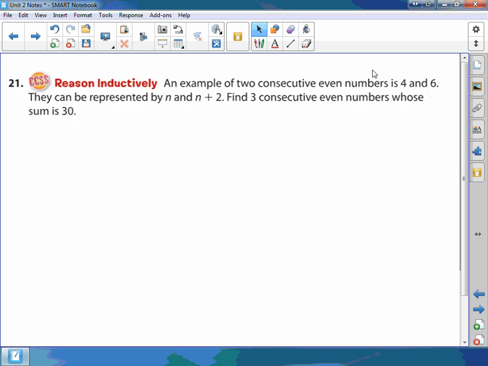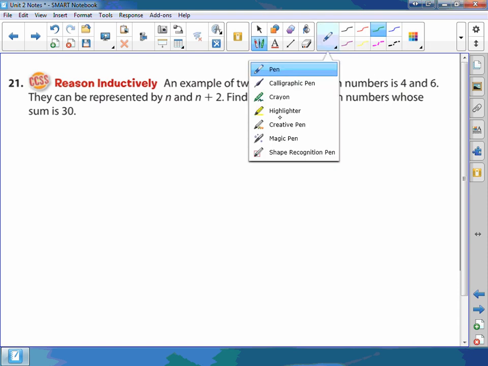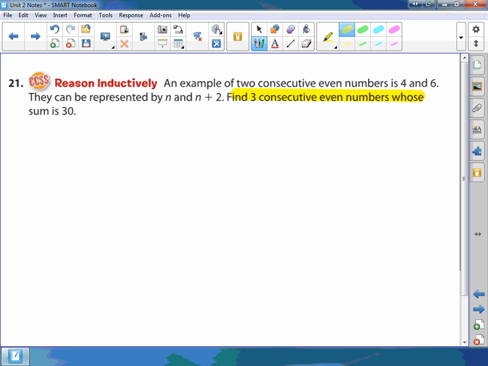Okay, so it's talking about having 3 consecutive even numbers whose sum is 30, and we want to write an equation for that. We don't have to, but I would prefer we do that because that's going to lead me into my next example here. But 2 consecutive even integers would be something like 4 and 6. And it says it can be represented by n and n plus 2, because to get to your next consecutive even integer, you have to add 2.